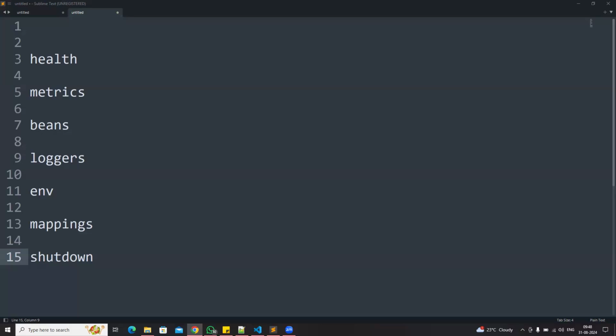So by using the shutdown endpoint, we can stop the application, but by default, the shutdown endpoint is not enabled. So we need to enable the shutdown endpoint manually. All the endpoints are mapped to get request, guys. Only the shutdown endpoint is mapped to post request here.